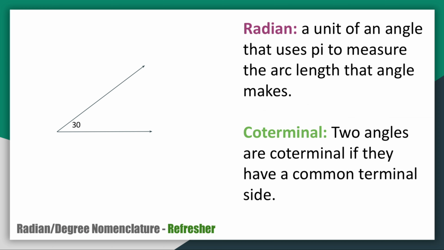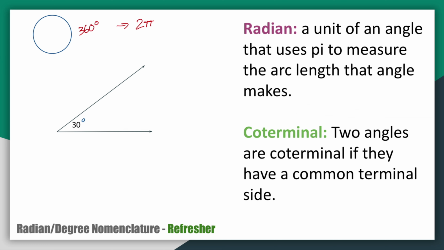So we're going to start off with a refresher here on radian and degree nomenclature, okay? So every angle that you see, we've been referencing them with degrees, right? So this is 30 degrees, okay? However, every degree that you see can also be expressed in terms of radians, right? And a radian is a unit of an angle that uses pi to measure the arc length that the angle makes, okay? And what you'll notice is that a circle, we know, is 360 degrees. But if I wanted to put this in terms of radians, that would be 2 pi. And it would be the same thing as 360 degrees.